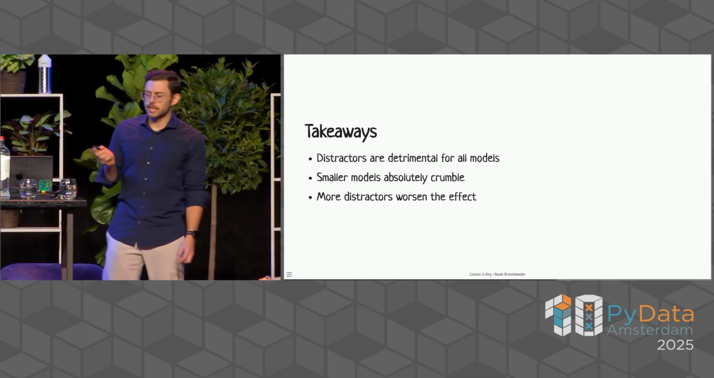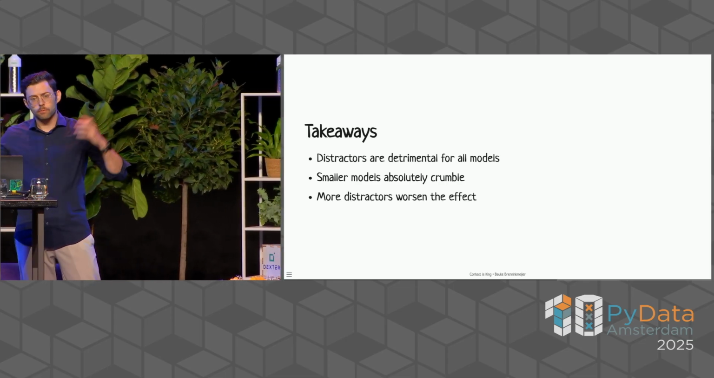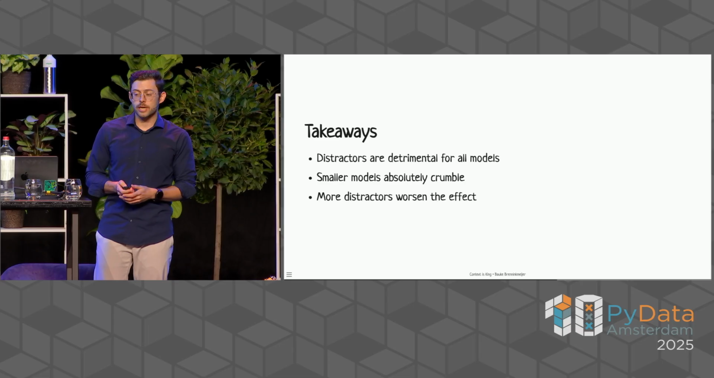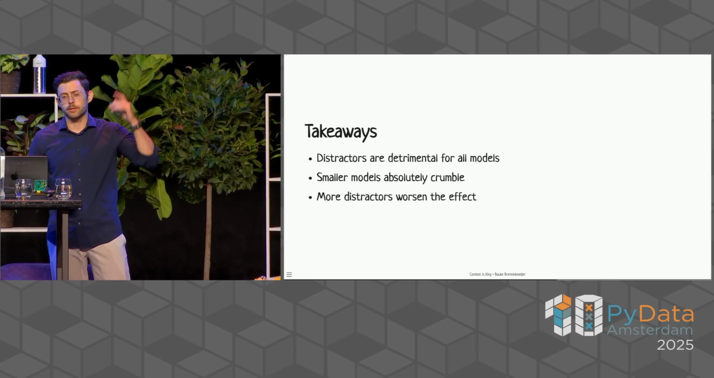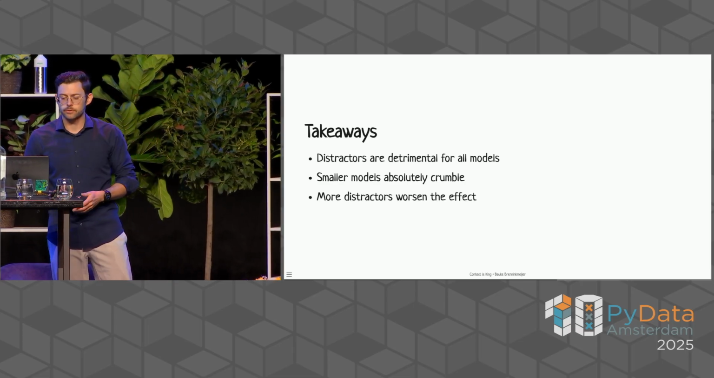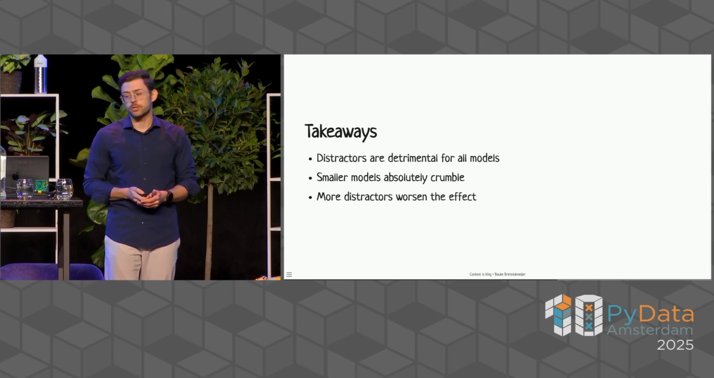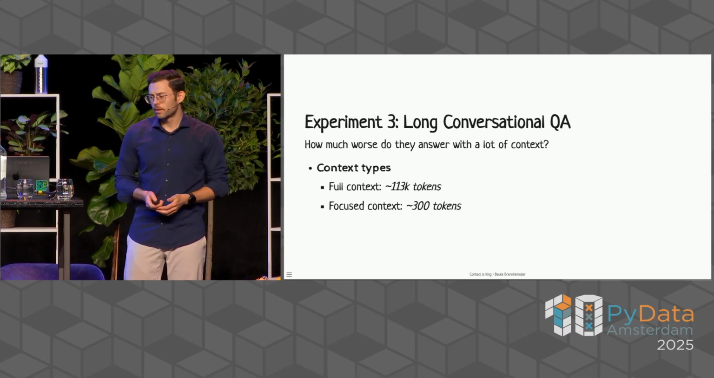So takeaways: distractors are detrimental for all models. Smaller models absolutely crumble with this test, I think they went down to like 5%, and more distractors generally worsen the effect.